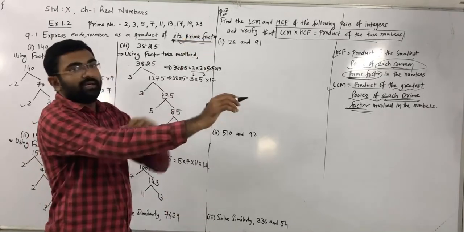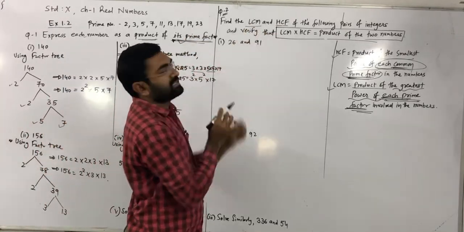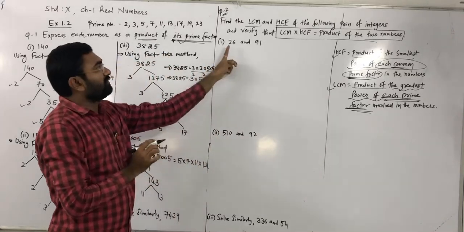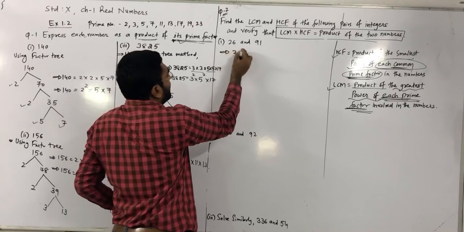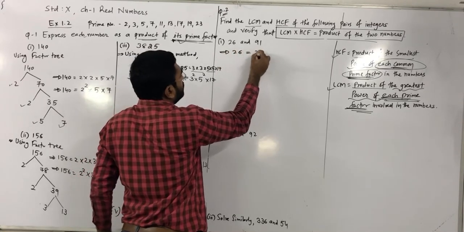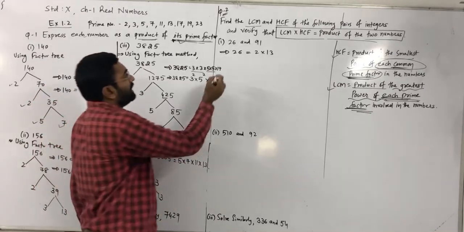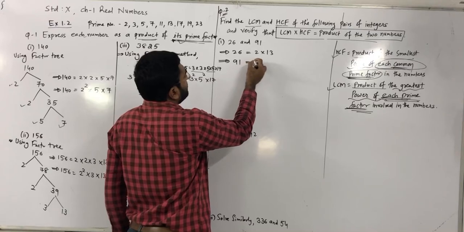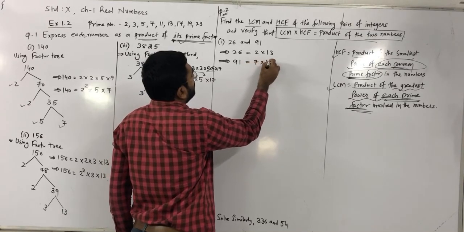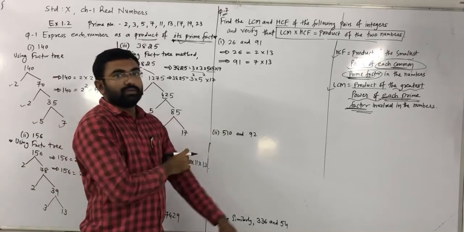Now a pair of integers is given, and we have to find its LCM and HCF. First of all, we find the prime factors. The prime factorization of 26 we all know: it is 2 into 13, because it comes in the 13 table, right? Here 91 means 7 into 13. Right? Its prime factors are 7 into 13.